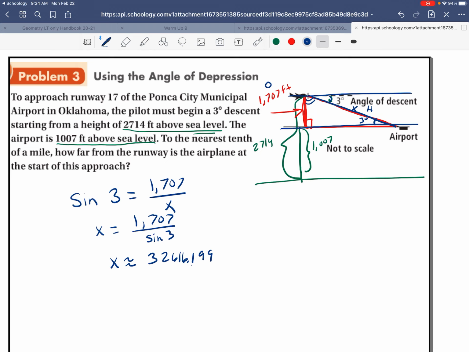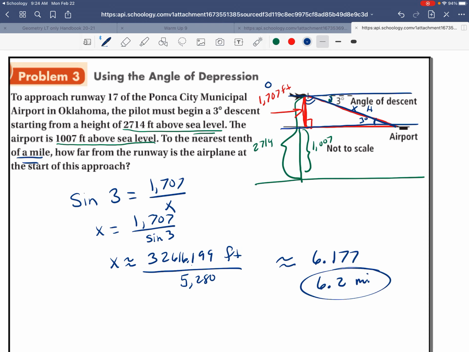And then it says to the nearest tenth of a mile. Now this is in feet. So we're going to have to divide that by 5,280 because there's 5,280 feet in a mile. And so that'll give us approximately, divided by 5,280, equals about 6.177, so 6.2 miles. And that's the answer to this question.